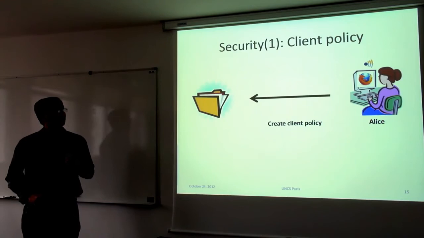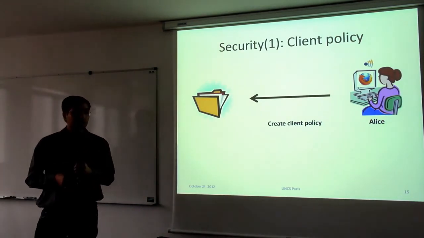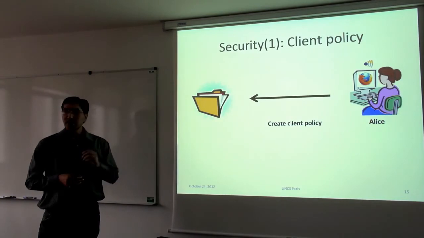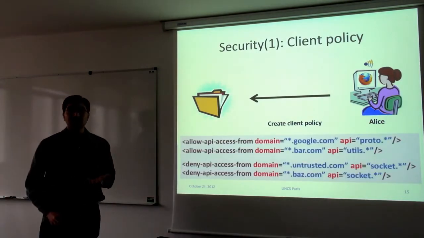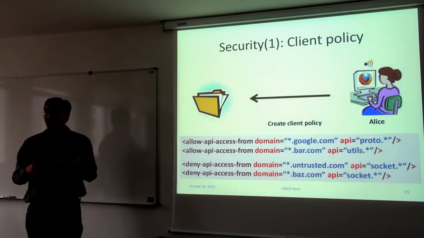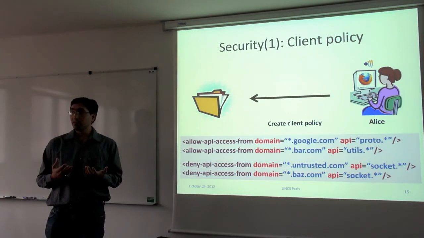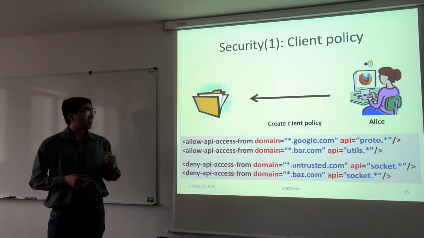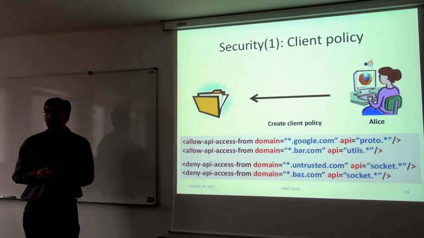Now, the first defense mechanism is a client policy. When an end user installs a Fathom enhanced web browser, they can create a client policy. Basically, a client policy is a set of directives that instruct Fathom to either allow or deny access to Fathom APIs for scripts from specified origins.